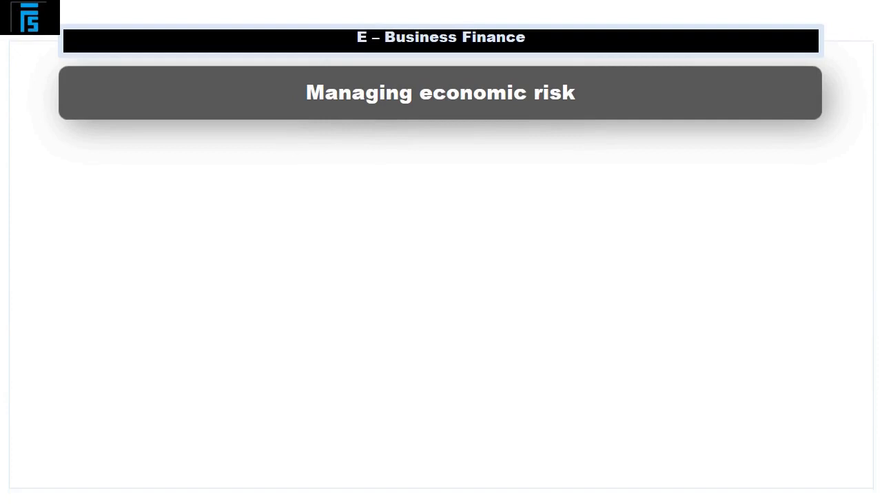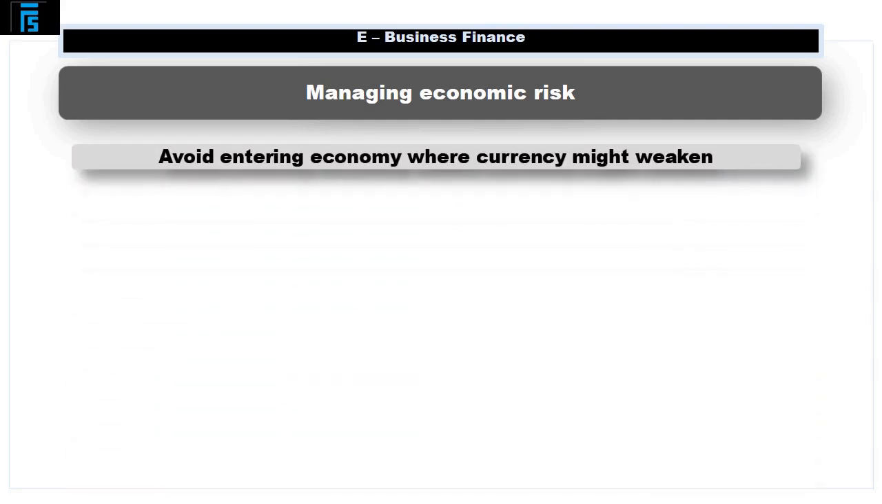Managing economic risk. To avoid exposure to an economic risk, a company would want to avoid entering an economy where it was anticipated that the currency might weaken. Obviously, over an extended period of time, currency values will tend to ebb and flow, thereby making such an approach difficult.